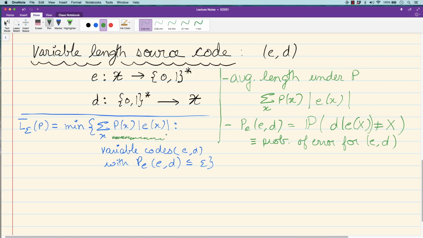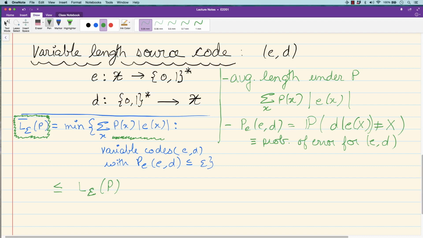So minimize this average length over all such codes. Now, one thing to note is that clearly variable length codes include fixed length codes as a special case. So this quantity, L bar epsilon p, by definition can be smaller than L epsilon p, because L epsilon p is the minimum that you get by restricting further to fixed length codes, and variable length codes include fixed length codes. So it's smaller than this. But we want to understand how much smaller it can be.